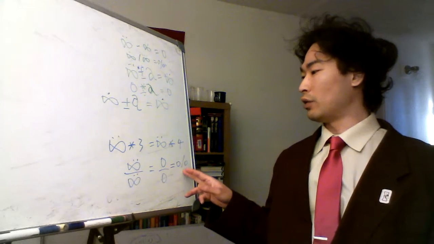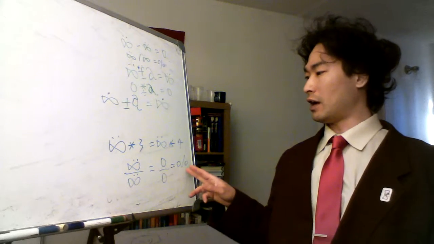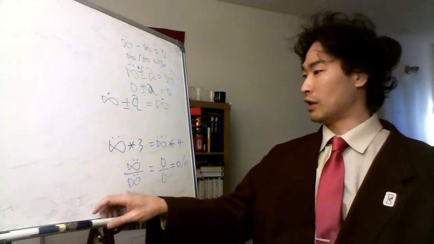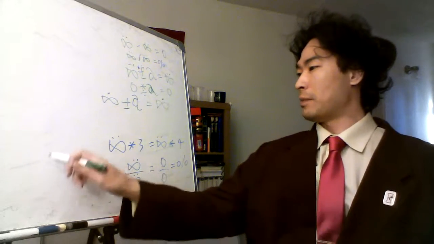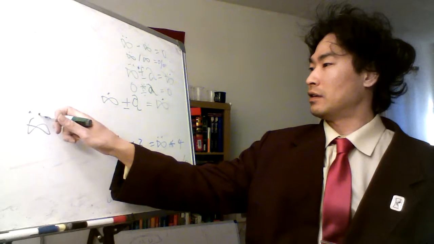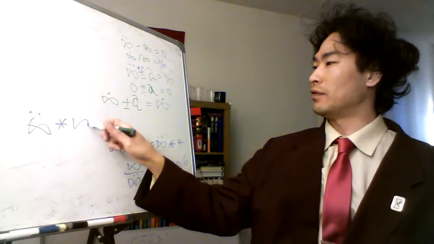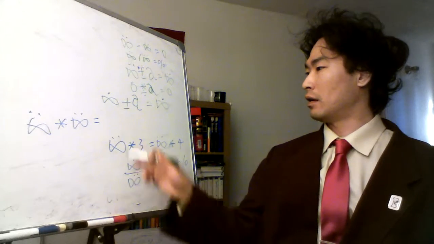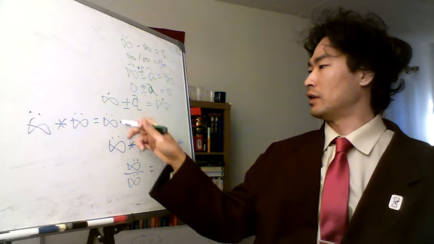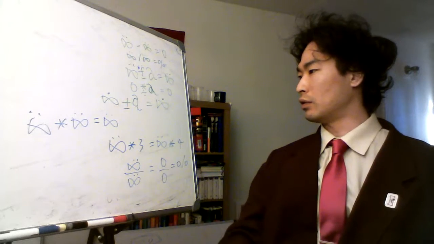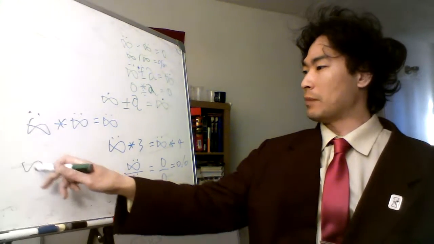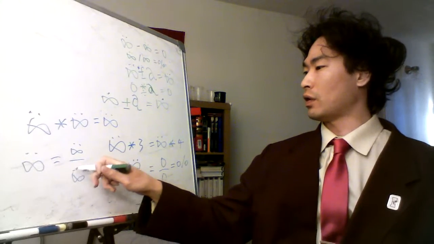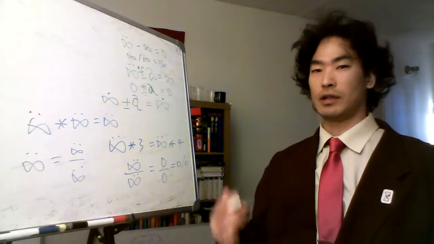But can it also be absolute infinity? Probably not. Well, let's take a look at it. Absolute infinity multiplied by absolute infinity. Yeah, it should be absolute infinity, right? Absolute infinity. Okay, so and then absolute infinity becomes absolute infinity over absolute infinity. Okay. Yeah, it can be absolute infinity then.